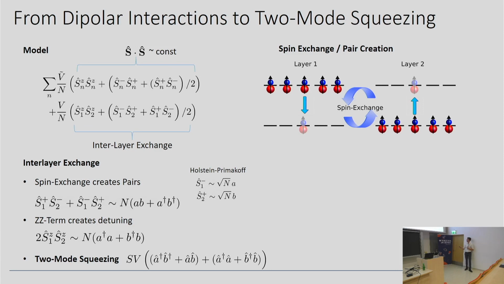If you know a bit of quantum optics, you will realize that this is just a two-mode squeezing Hamiltonian. So this is what we want to look at. We will now add a detuning, which I already told you about. We can add the electric field gradient, and this will allow us to cancel the detuning term to get just the pair creation term.